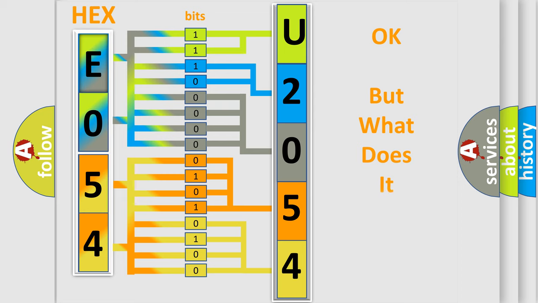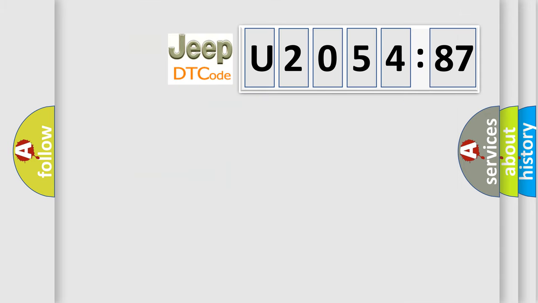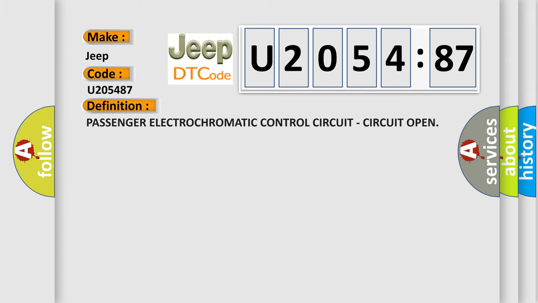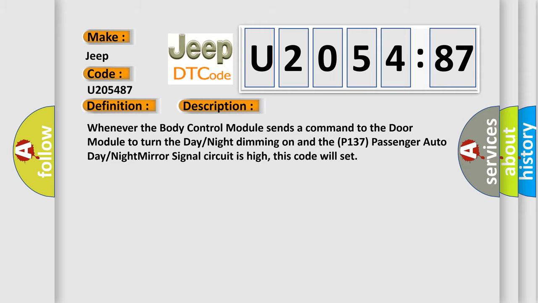The number itself does not make sense to us if we cannot assign information to what it actually expresses. So, what does the diagnostic trouble code U2054-87 interpret specifically for Jeep car manufacturers? The basic definition is: passenger electrochromatic control circuit, circuit open. And now this is a short description of this DTC code.